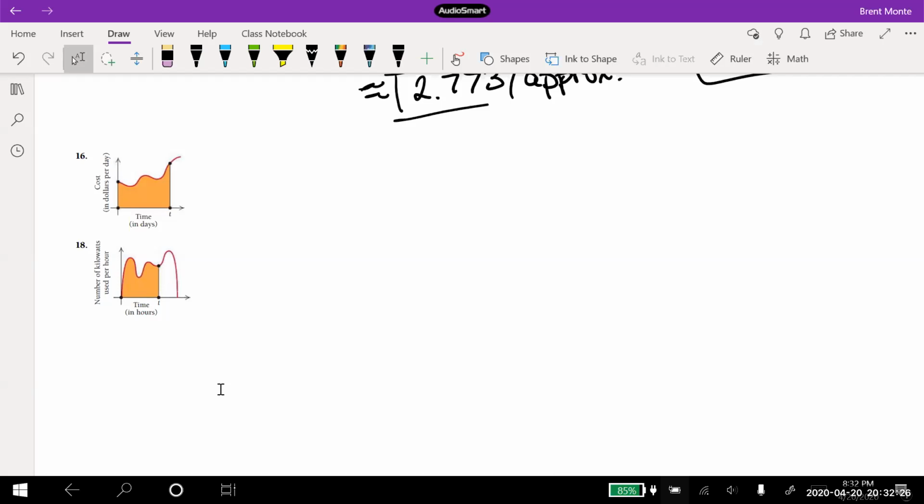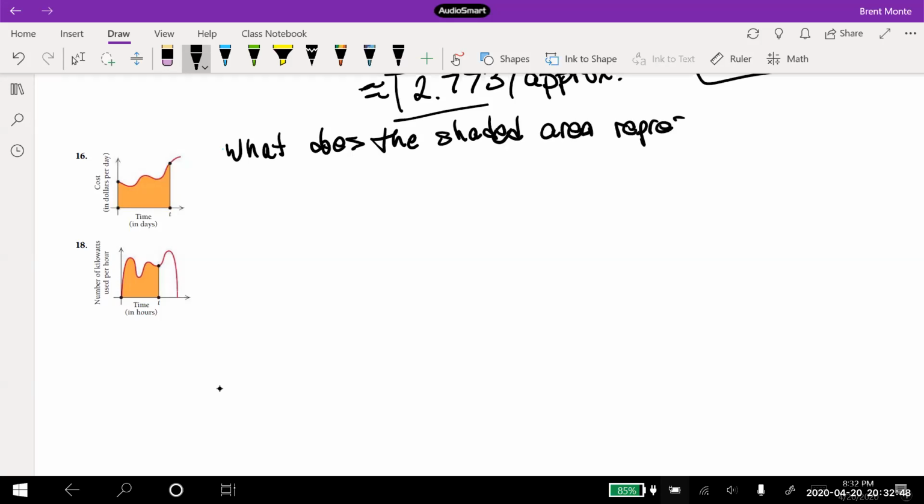The question says, explain what the shaded area represents. So notice on this first one, so here we'll write that down. What does the shaded area represent? All right, there's my question. And so let's answer it.